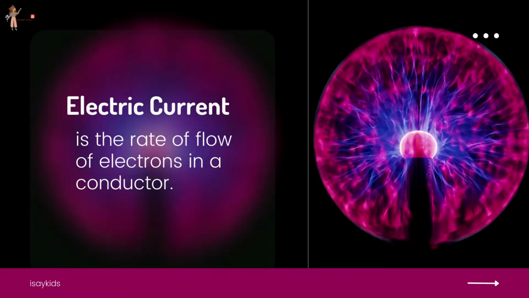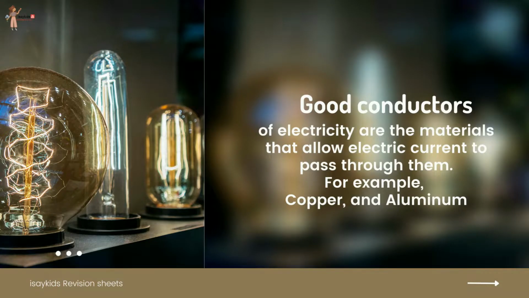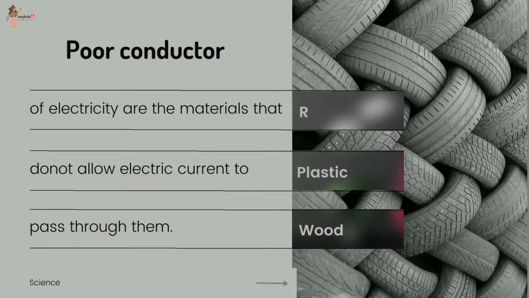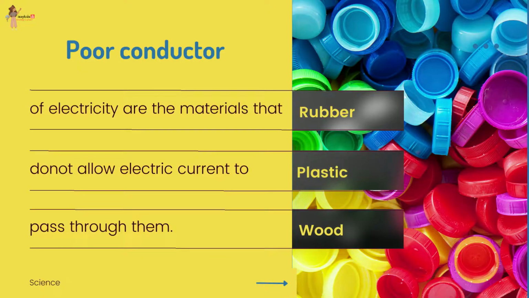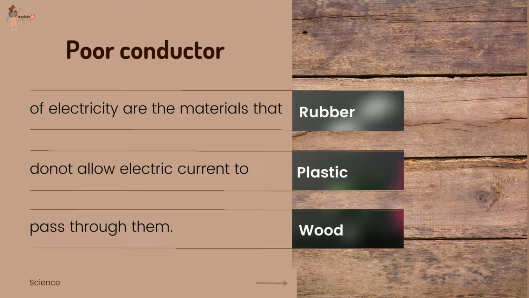Electric current is the rate of flow of electrons in a conductor. Good conductors of electricity are the materials that allow electric current to pass through them. For example, copper and aluminium. Poor conductors of electricity are the materials that do not allow electric current to pass through them. For example, rubber, plastic, and wood.